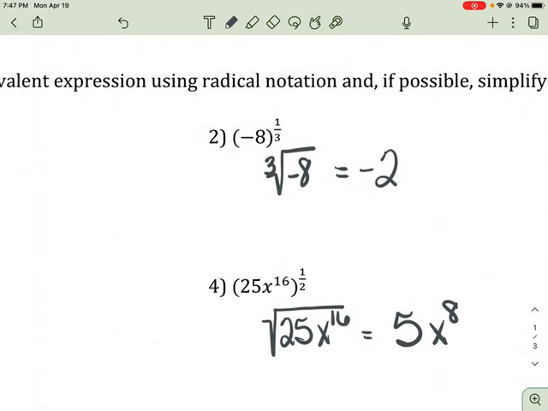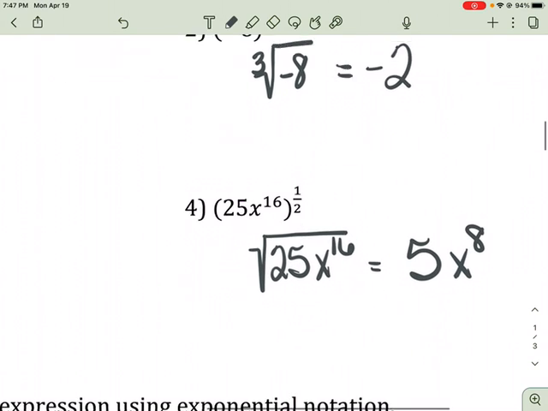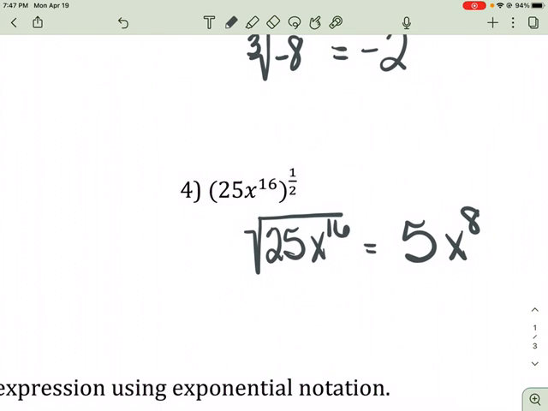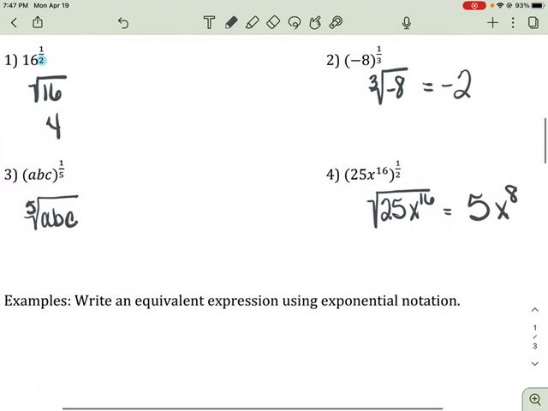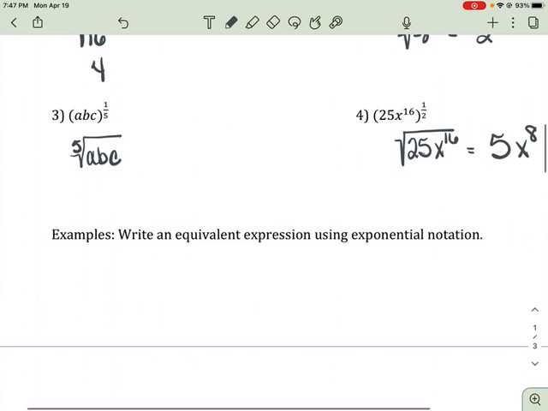So we have negative 8 to the 1/3, so that's the cube root of negative 8, which is negative 2. And 25x to the 16th to the 1/2 is the square root of 25x to the 16th. The square root of 25 is 5. The square root of x to the 16th is x to the 8th. And we don't need to put absolute values around that because x to the 8th is always positive. All right, so let's go the other way.